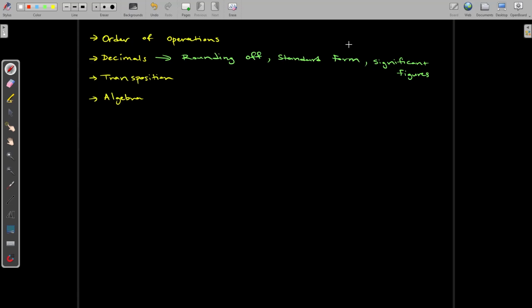Alright, so last session we looked at fractions and we managed to complete most of what we intended to complete for that session. Now for this session we want to start off by looking at, or continuing with, the order of operations.